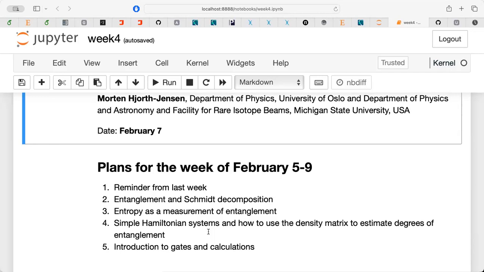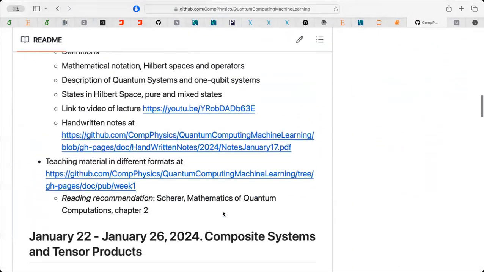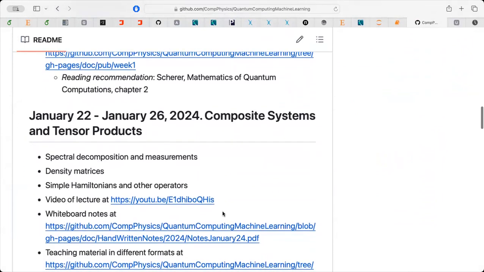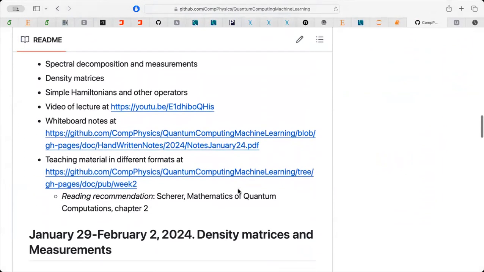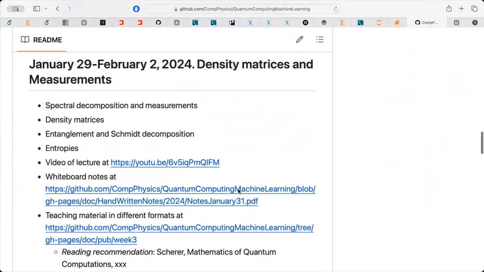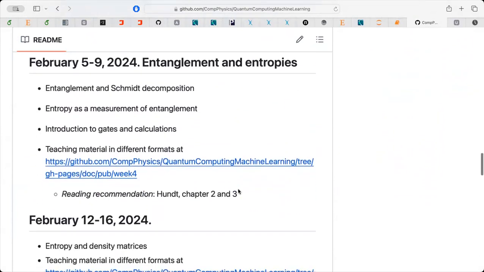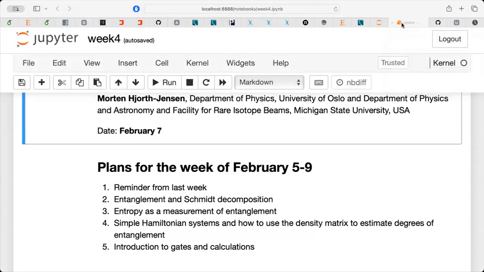Keep in mind also that if you go back to the GitHub address of the course, there is a detailed plan for the different weeks, and you will find again the videos of the lectures, the whiteboard notes, and the reading recommendations. So for this specific week, you have received chapter 2 and chapter 3 of Robert Hunt's book, which is very relevant for the exercises which we will deal with next week.